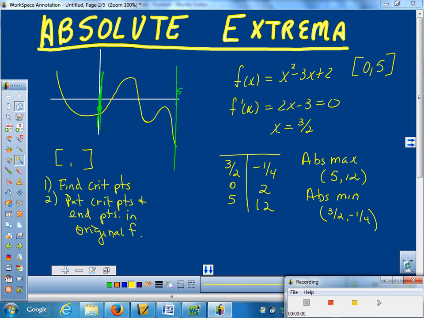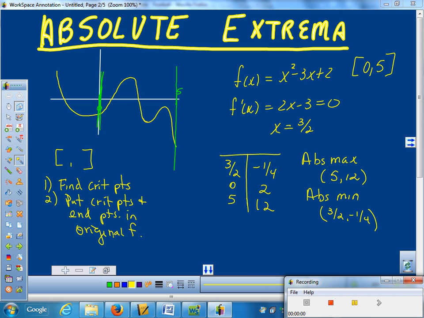I didn't realize until after we'd done the first two problems that I had forgotten to record this lesson. So I'm going to re-talk through it here. We are looking for absolute extrema this time instead of relative extrema. We found the relative maximums and minimums by doing the first and second derivative test. Well, now we want to know the absolute highest and lowest points on the graph.